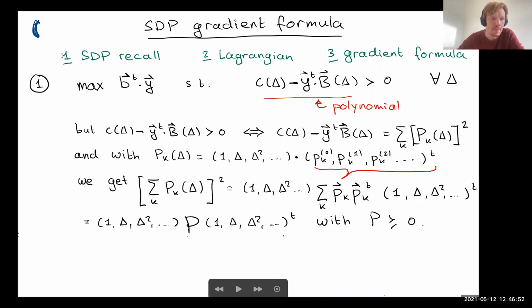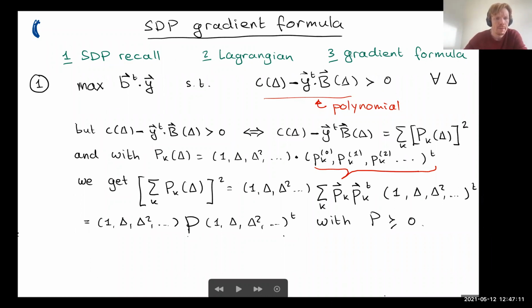So this subsection consists of 3 parts. I'd first like to briefly recall semi-definite programming. That'll be very, very brief, but just for the people who are not completely in the know. Then I'll introduce some Lagrangian or Lagrange function, and then we'll find the gradient formula from that.